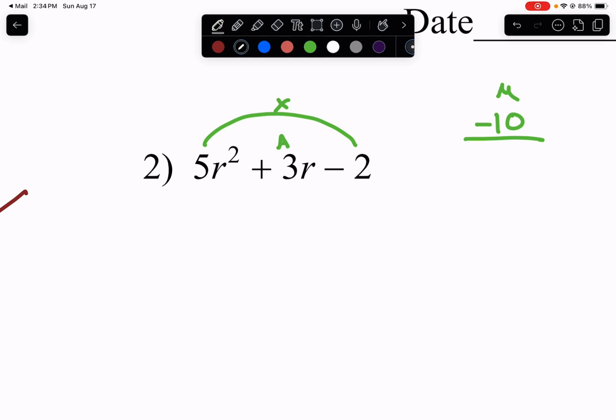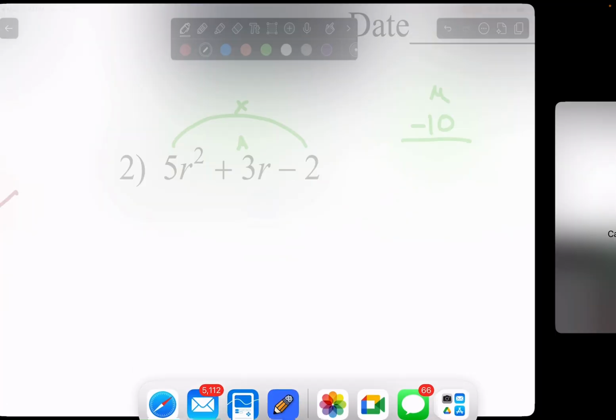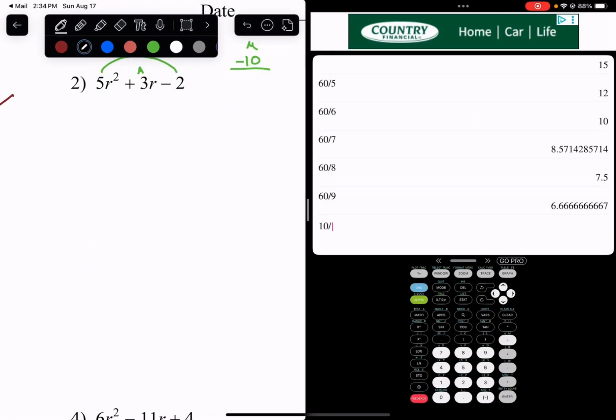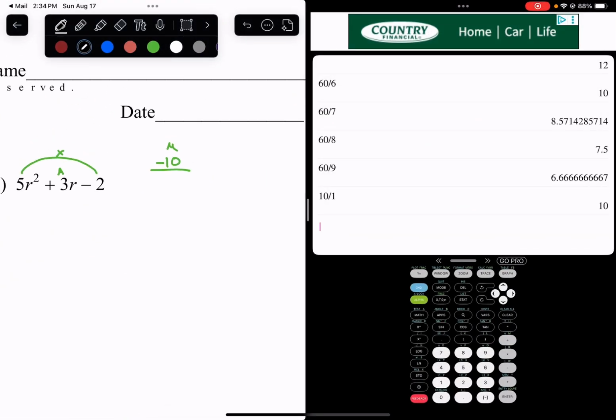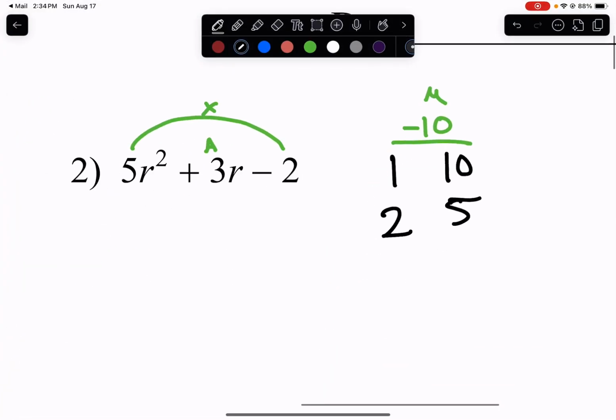All right, so we start with 1. So I do 10 divided by 1. It's going to be 1 times 10. 10 divided by 2. I get 2 and 5. 10 divided by 3. Doesn't work. 10 divided by 4. Doesn't work. I get a decimal. 10 divided by 5. I get 5 and 2, so now I'm repeating. Remember, once you start repeating, you've already found all of them. So these are all my factors here.